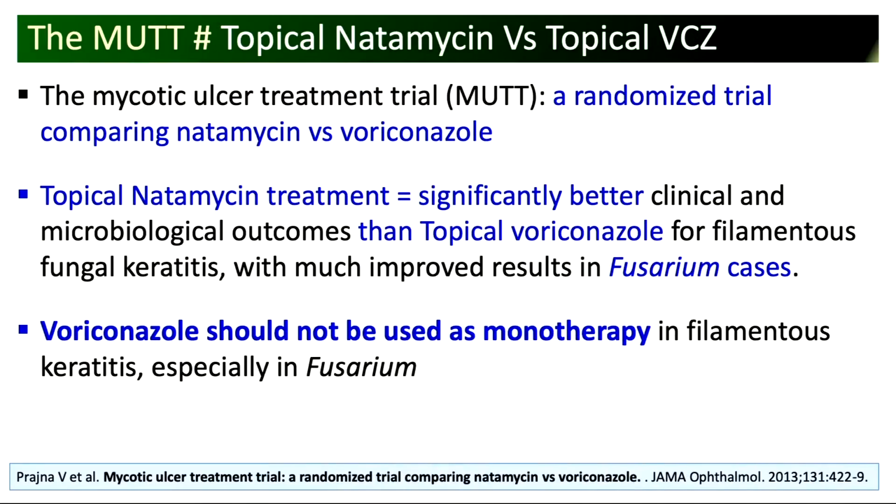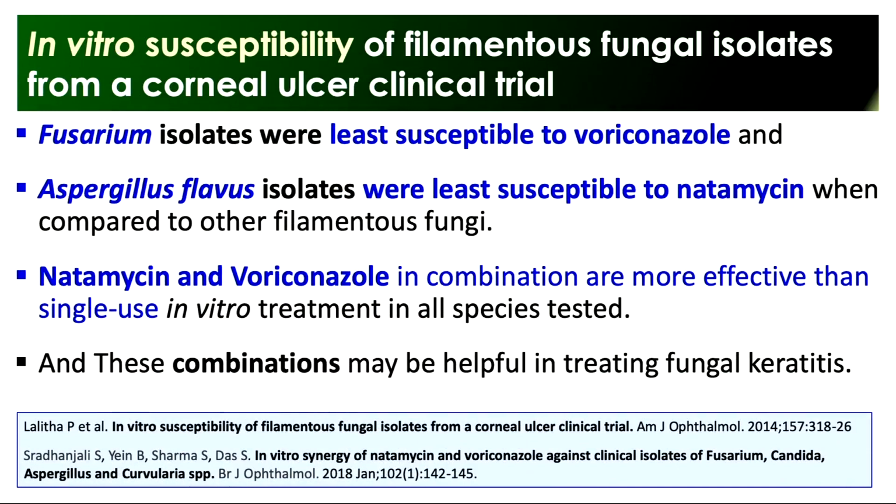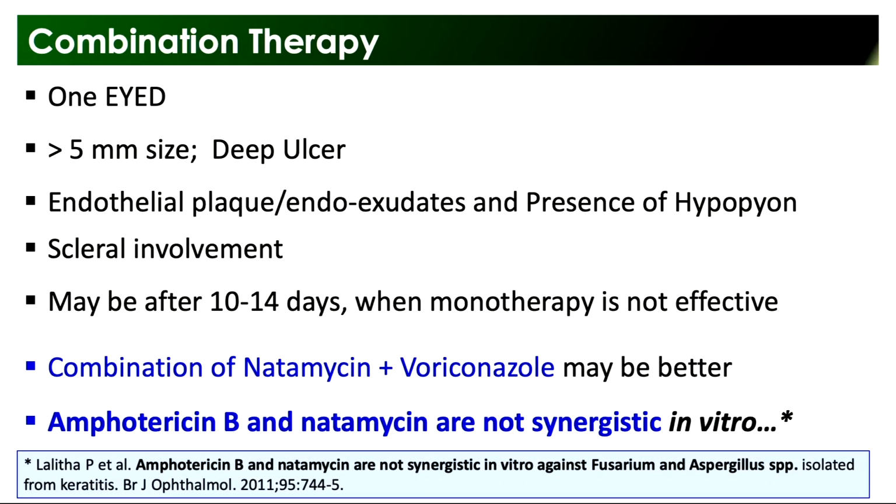You have all read the MART trial. They have shown that topical natamycin is the only drug that should be used alone in case of Fusarium keratitis. Voriconazole should not be used as a monotherapy. And if you see the in vitro susceptibility for filamentous fungi, the results from that particular study showed that you can use voriconazole and natamycin in combination, because they are 2 different groups, one is a polyene, one is an azole.